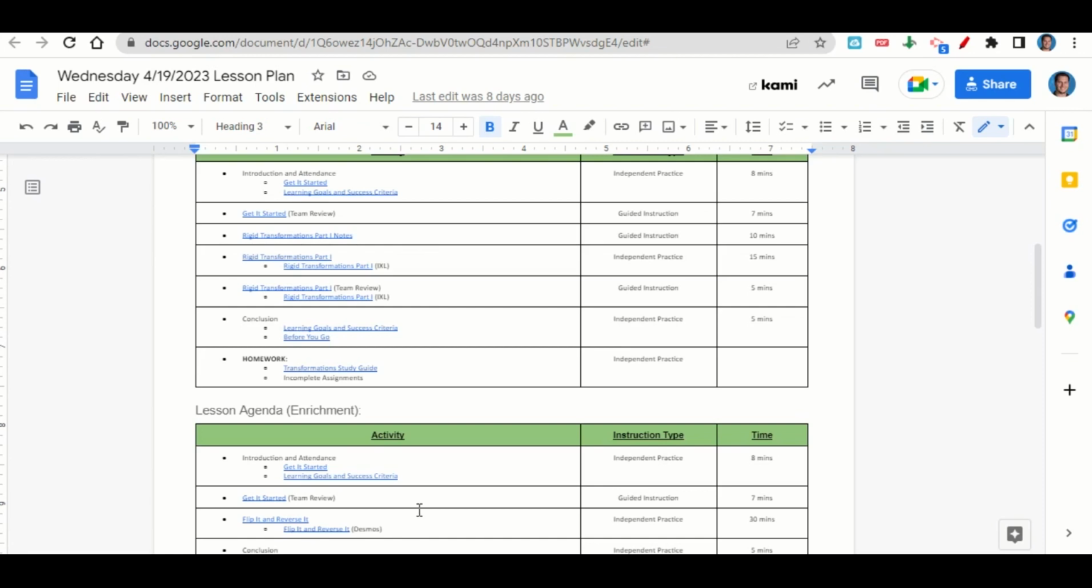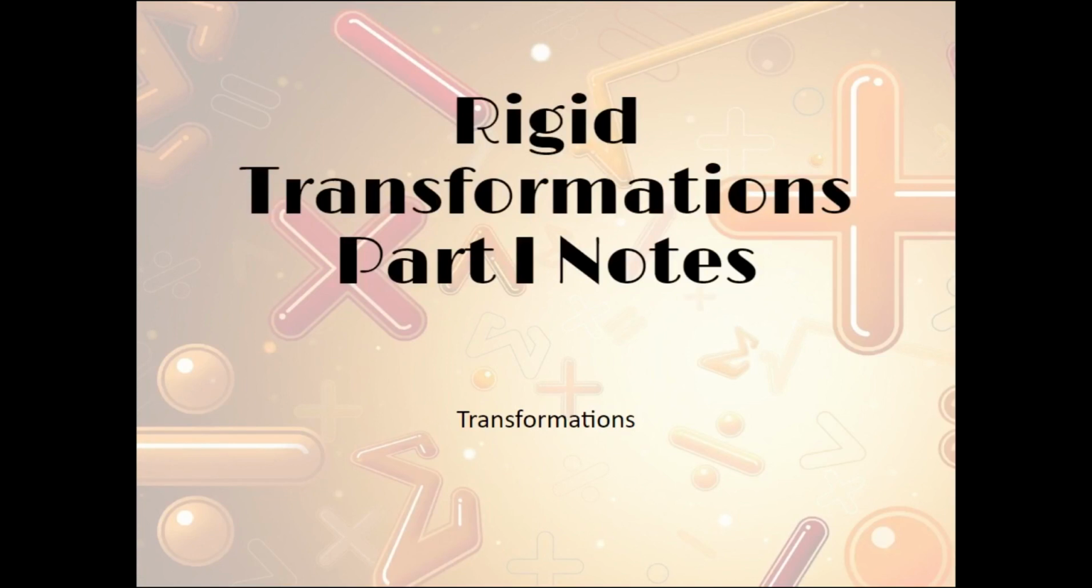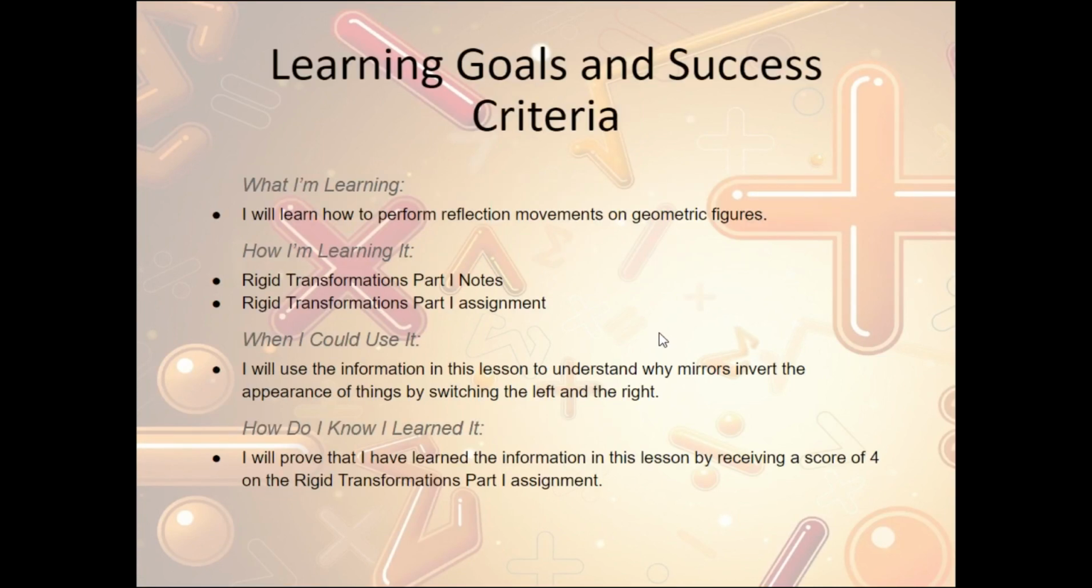At the end of class, we'll go back over our learning goals and success criteria while you fill out your Before You Go. Your only homework for tonight is continue working on the Transformation Study Guide and any incomplete assignments that you may have. Let's take a look now at the Rigid Transformations Part 1 notes. The notes begin with the learning goals and success criteria.